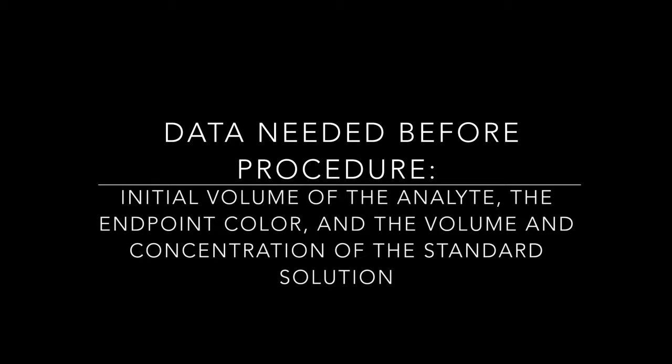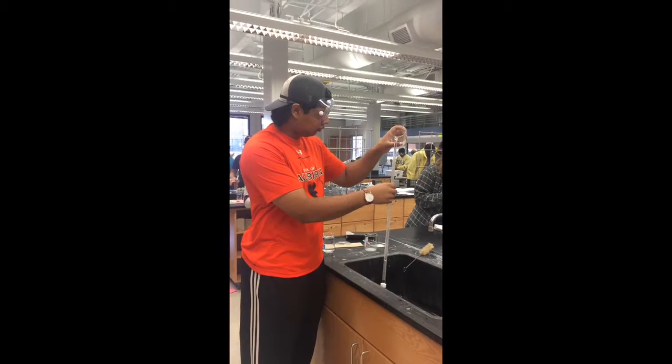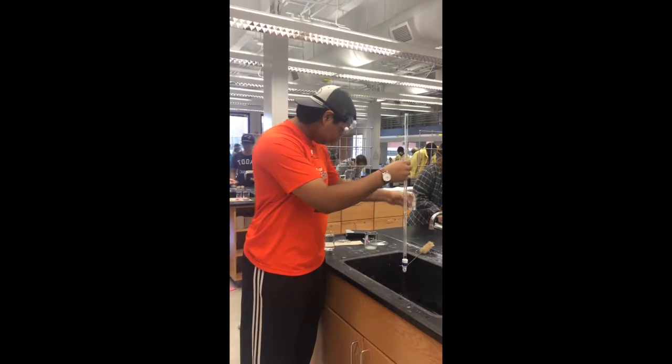The data needed before you begin the procedure is the initial volume of the analyte, the endpoint color, and the volume and concentration of the standard solution. The data needed to determine the unknown variable is the final volume once the endpoint is reached and the balanced chemical equation. In order to prime the burette, you must first rinse with water and let it fully drain out.